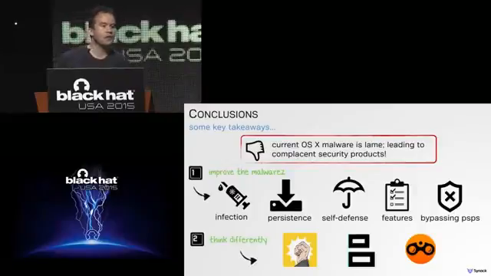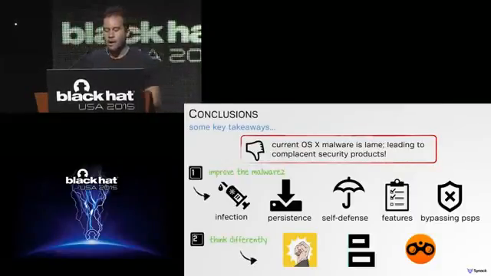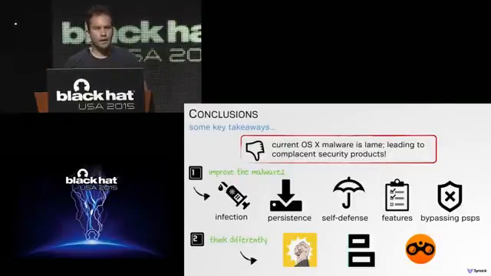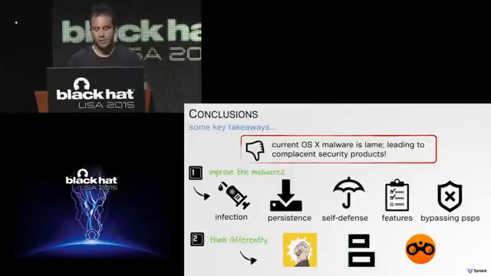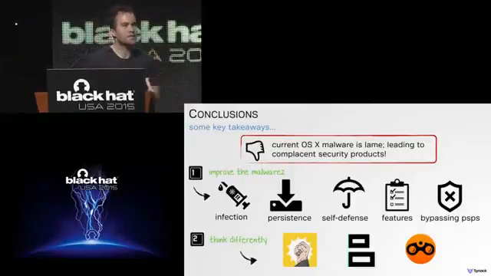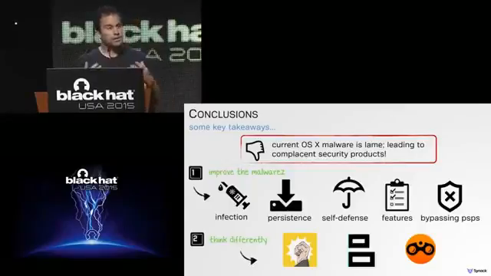So a few conclusions. Hopefully I showed that current OS X malware is kind of lame, kind of amateur, but in my opinion, that has led to complacent security products, both Apple's and third parties. So my goal was to illustrate how simple it is to vastly improve current OS X malware that can bypass all these third-party antivirus tools, firewalls, and Apple's built-in security mitigations. Hopefully this convinces Apple to up their game and these third-party companies to improve their products.